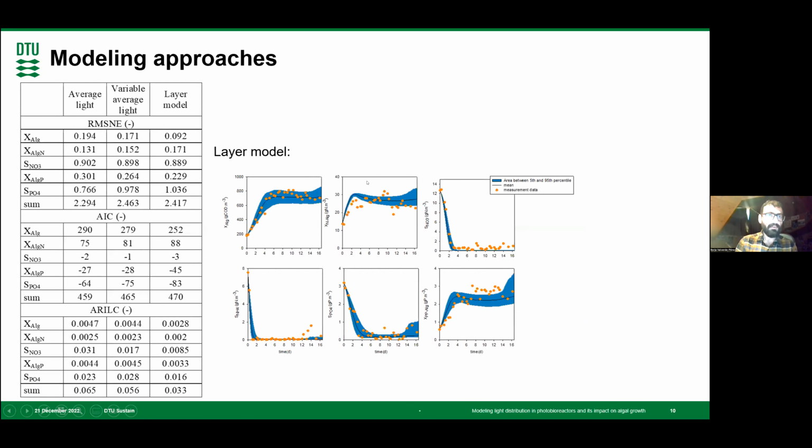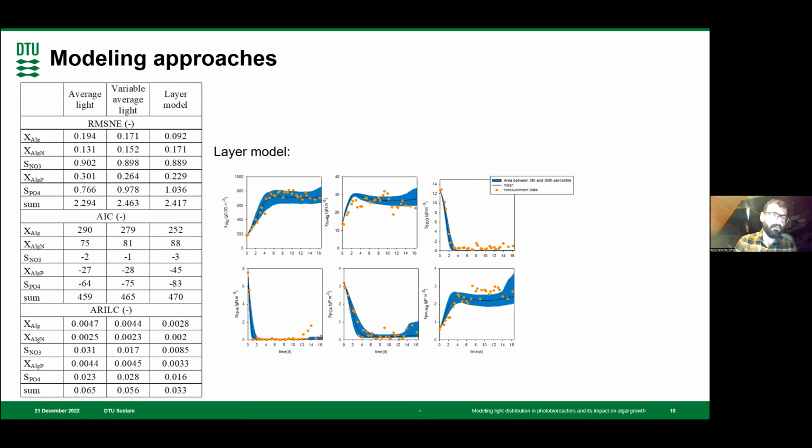We decided to compare the 3 of them. So you have here the average light intensity, the variable average light intensity, and the layer model. And we tried to see what was the effect on the predictions of all the state variables that we were modeling with our biokinetic model.